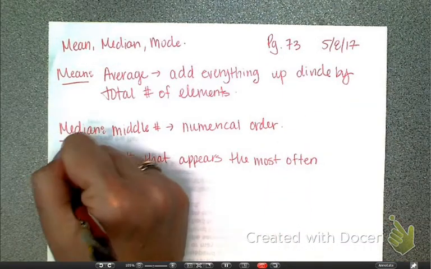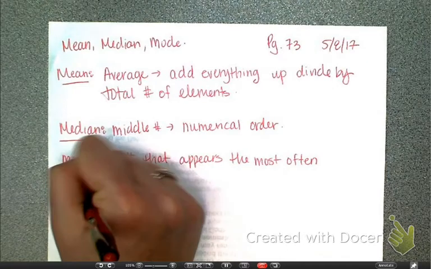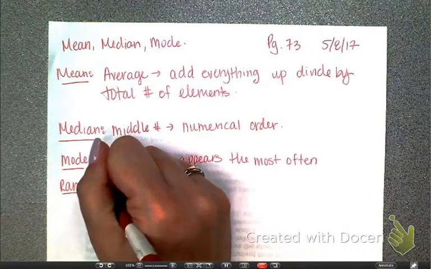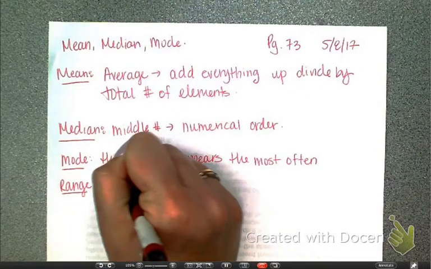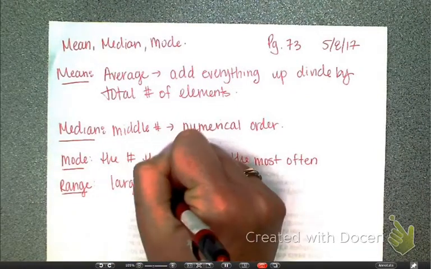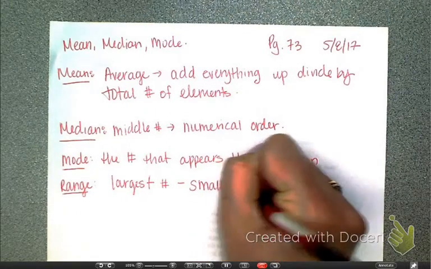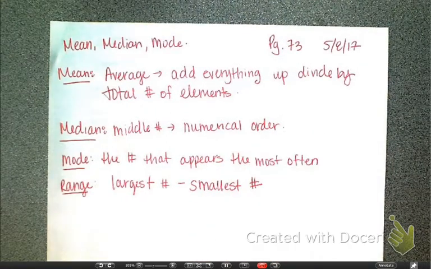And does anyone know what the range is? You take the largest number and subtract it from the smallest. Good. So largest number minus the smallest number. Is that all review for everybody? Yeah? Okay. So we're going to look at a frequency table.